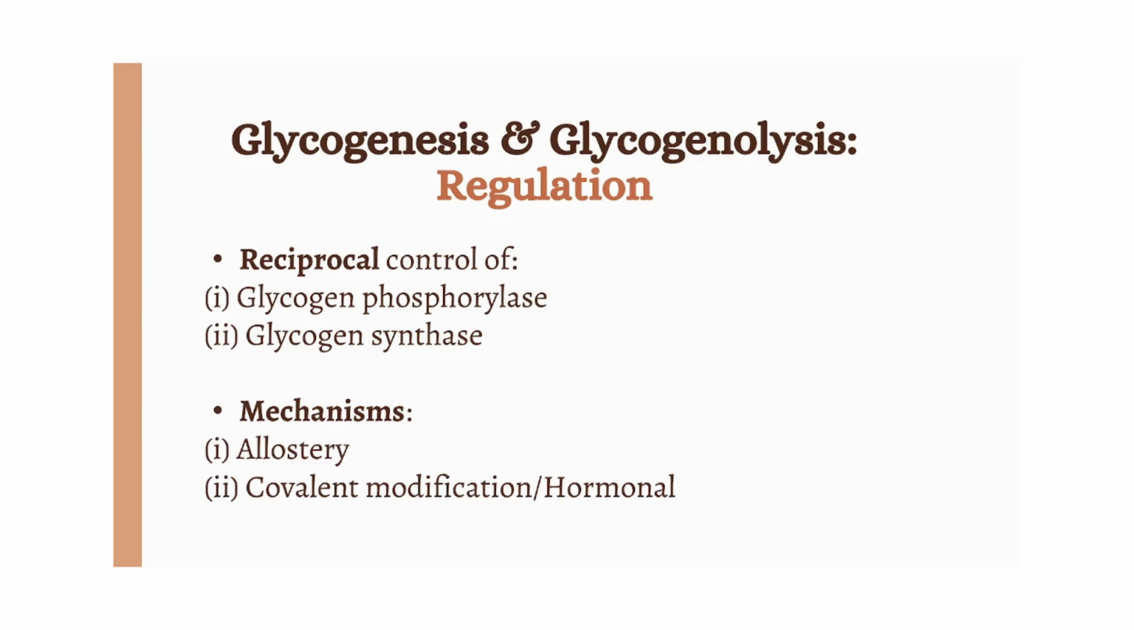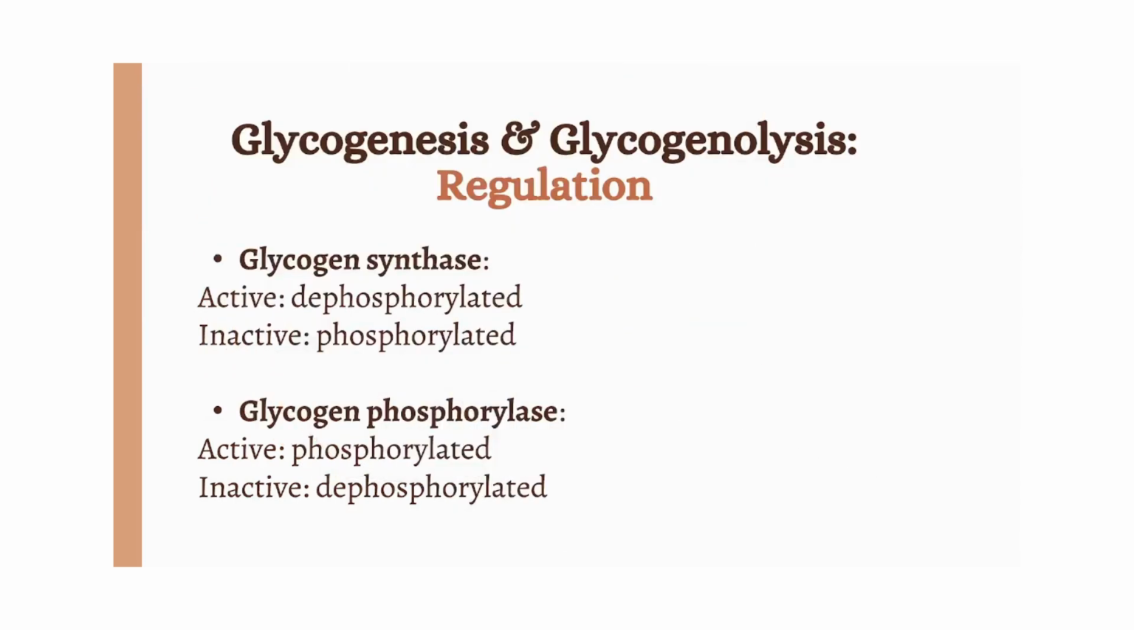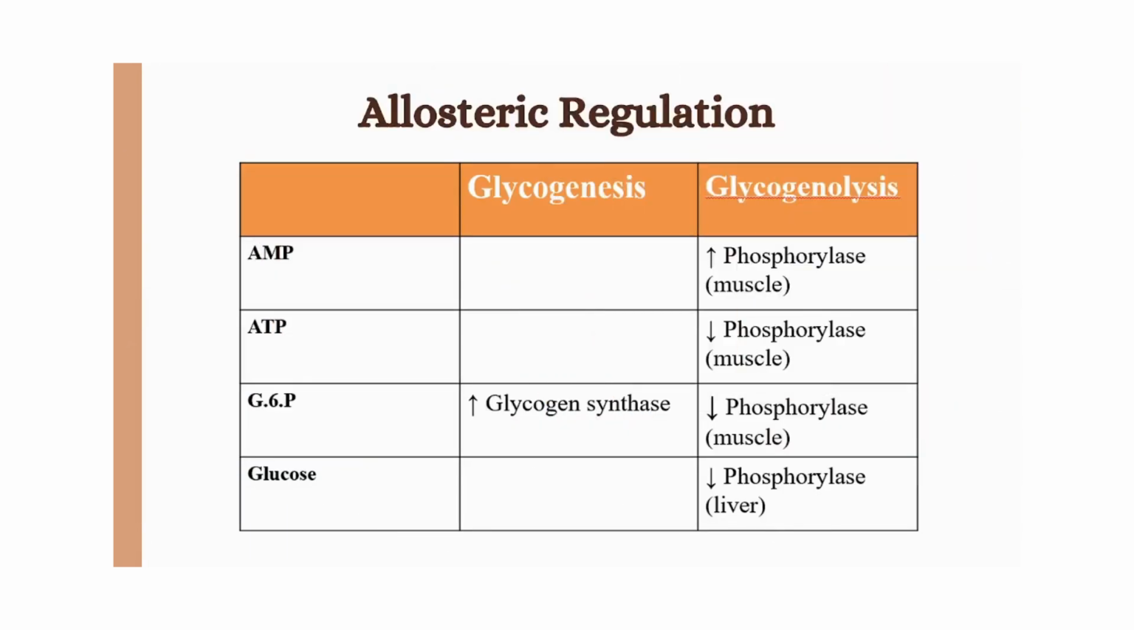How are glycogenesis and glycogenolysis regulated? They are reciprocally regulated through controlling glycogen phosphorylase and glycogen synthase, and the mechanisms involved are allosteric regulation, covalent modification, and hormone regulation. Glycogen synthase is active in the dephosphorylated form and inactive in the phosphorylated form. This is in contrast to glycogen phosphorylase, which is active in the phosphorylated form and inactive in the dephosphorylated form. Let's see how that takes place.